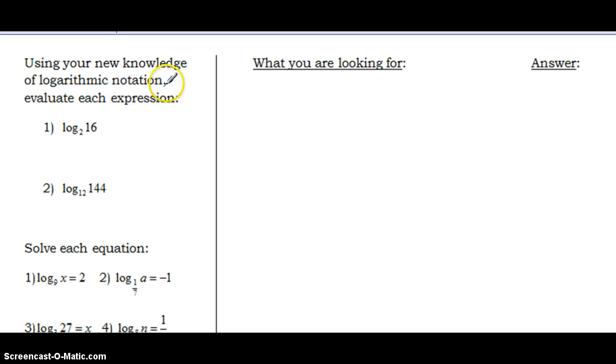All right, let's use our new knowledge of the logarithmic notation and evaluate each expression. What we'll be looking for is the power. Sometimes it's helpful to set these equal to a variable, but you don't have to. But this is what we're looking for, what power. So 2 to what power is equal to 16?